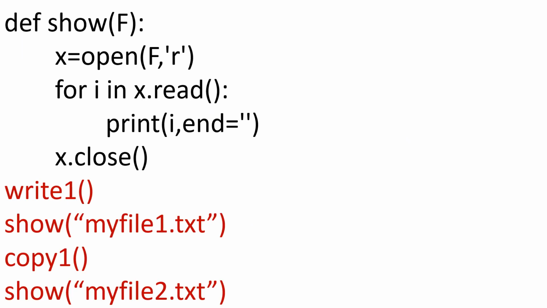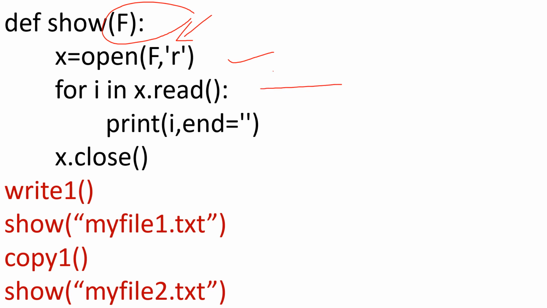Now we are writing the code for the show function. It was mentioned in the question that the function show will receive a parameter for the file name. So this is the parameter which will receive the file name, and then we are opening the file. Instead of the file name, here we are using a variable which will receive the file name, and read mode, because we are going to read the file and then display it on the screen.